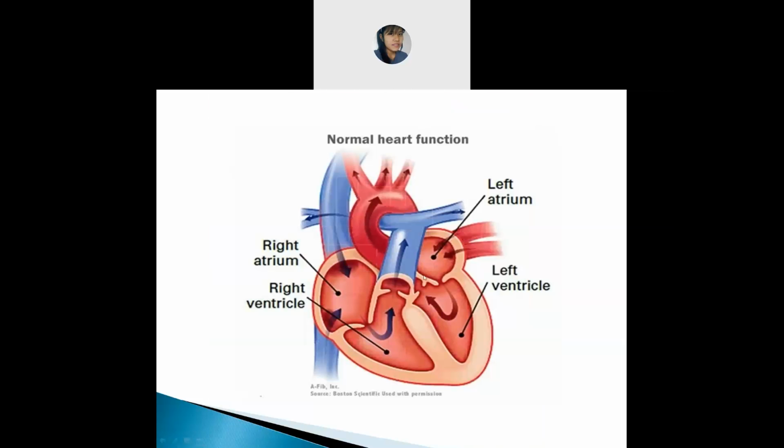Huh? Do you know about the circulatory system? Yes, how your blood circulates. This one. Yes, ma'am. Start.